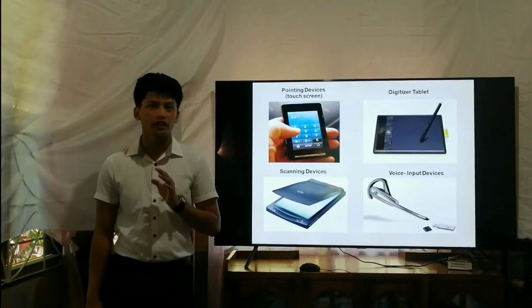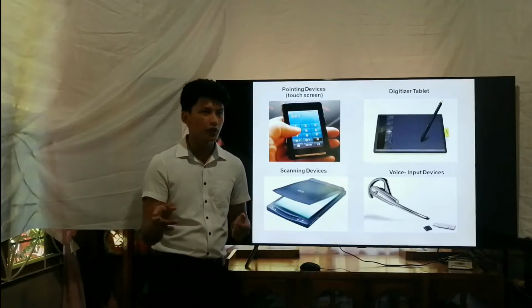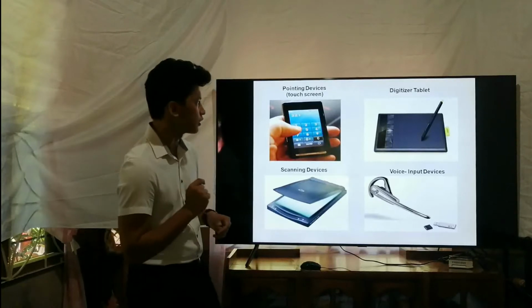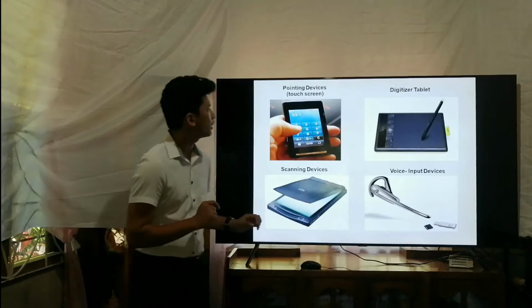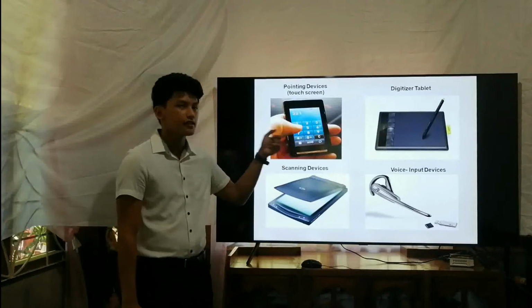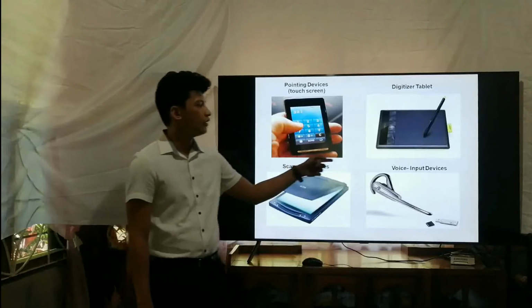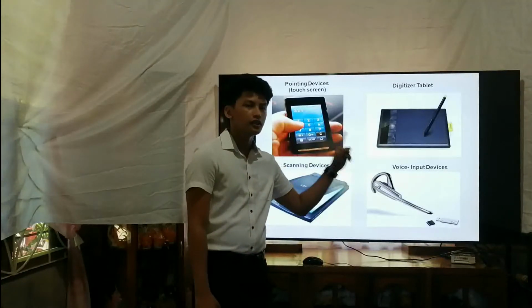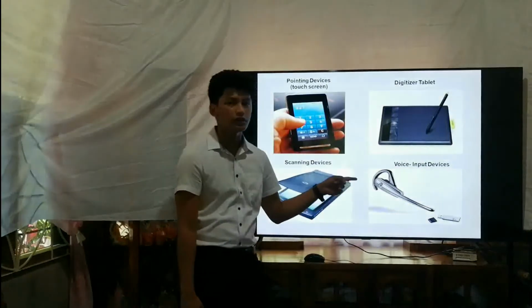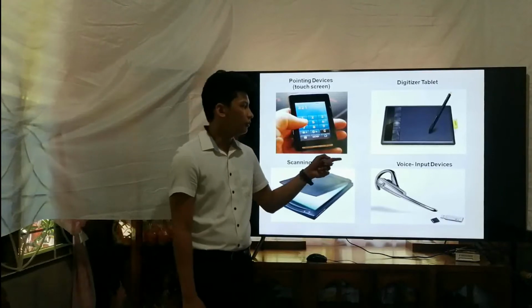For keyboard entry, the only classification is the keyboard, the keyboard of your computer system. For direct entry, we have different kinds of devices, such as pointing devices, touchscreens, digitizer tablets, scanning devices, and voice input devices. Voice input devices include headsets, headphones, and microphones. Also, that's an input device.